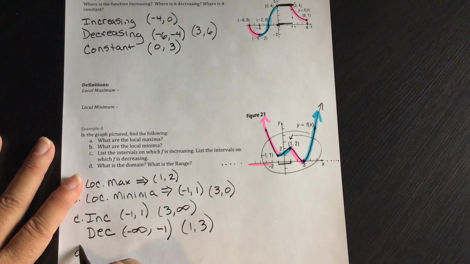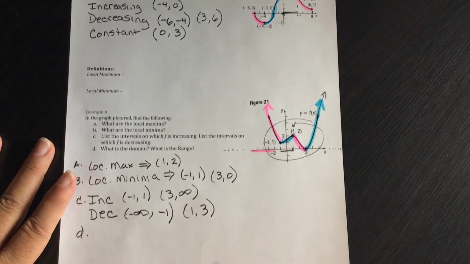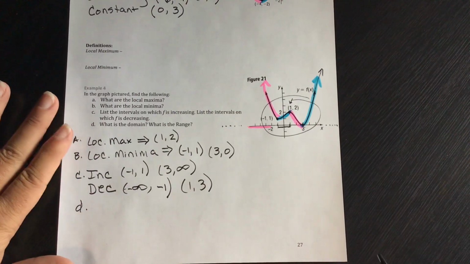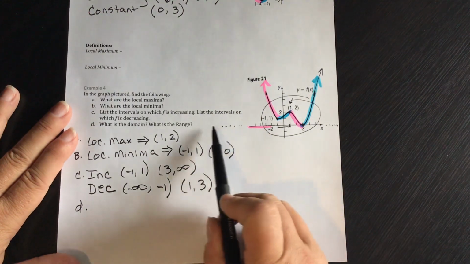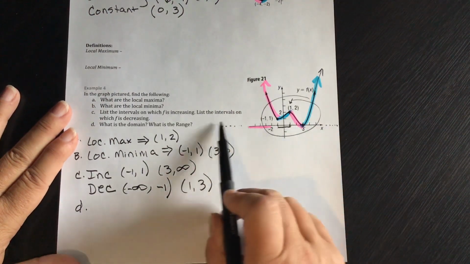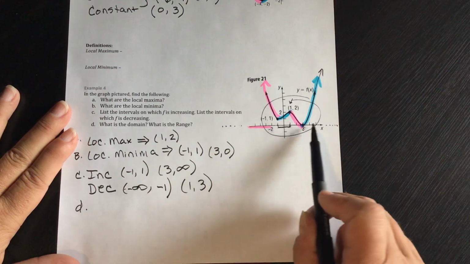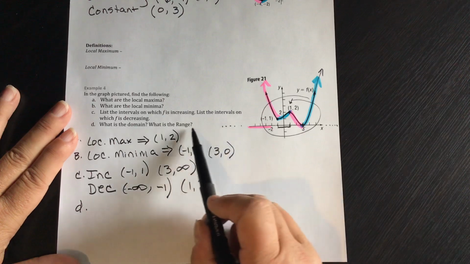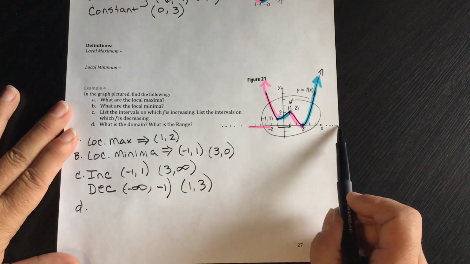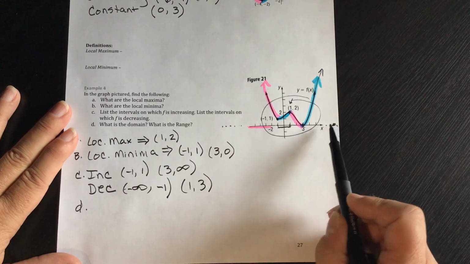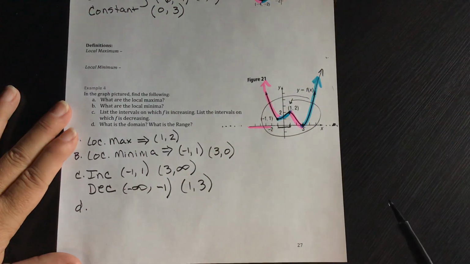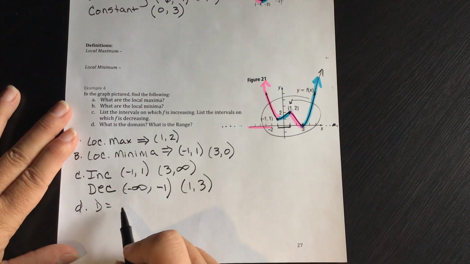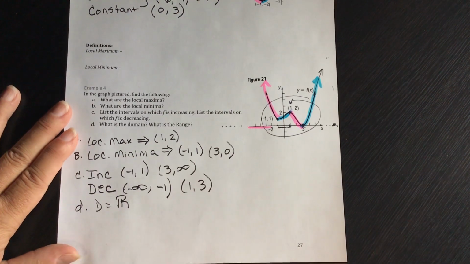In part D, it's asking us, what is the domain? And if we think about our function, the domain is the x values. It's saying, okay, what x values do I see on my function? And really, I can have x values anywhere, okay, even way out here, and I would get a y value. So for my domain, my x values are all real numbers.